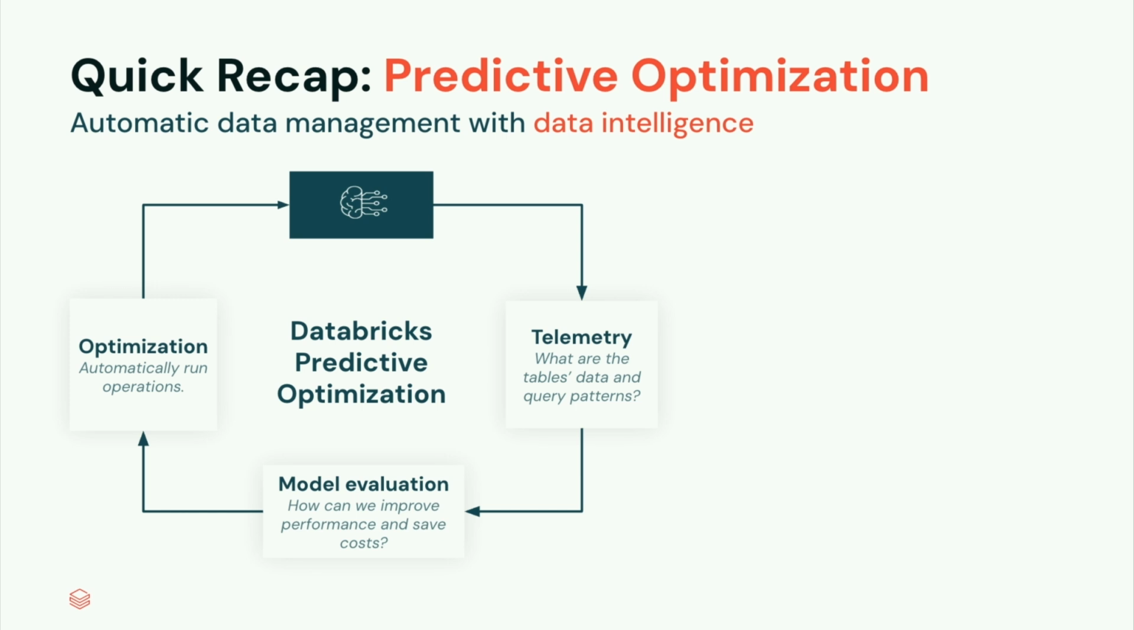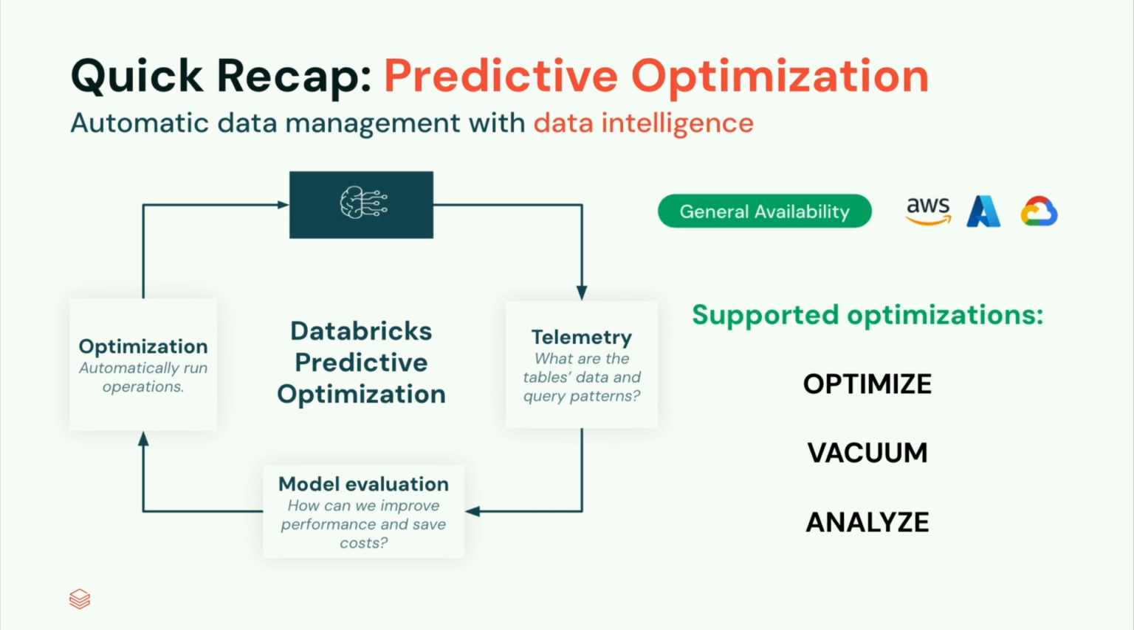And this is because we have all the reads and writes access captured through the Unity Catalog, and we can understand exactly how your table is used and its characteristics. So currently, with predictive optimization in general availability across all three clouds, we support Optimize, which improves your query performance. We support Vacuum, which improves cost efficiency by deleting unneeded files. We also support Analyze, which updates the stats used to optimize query plans.